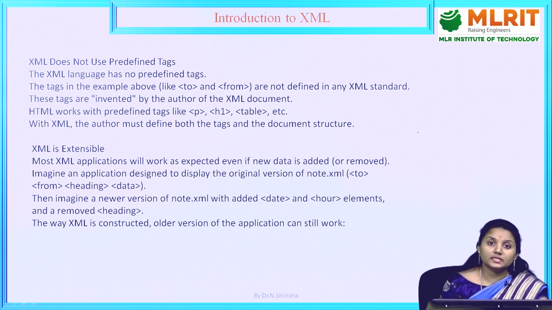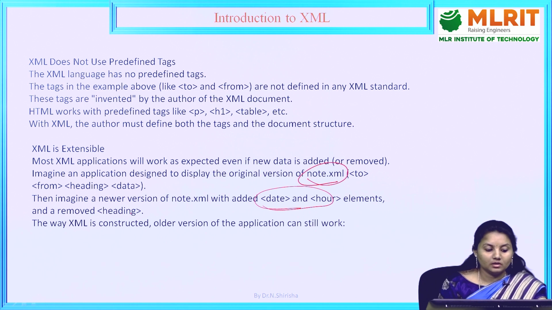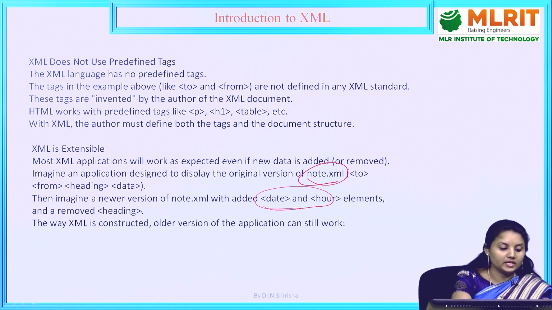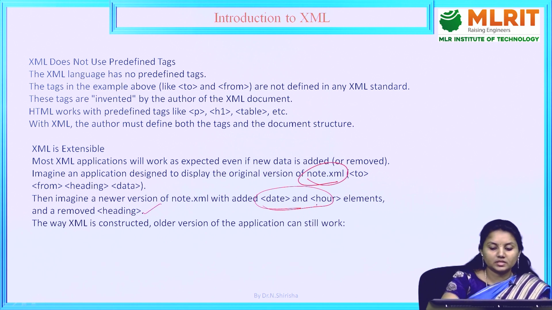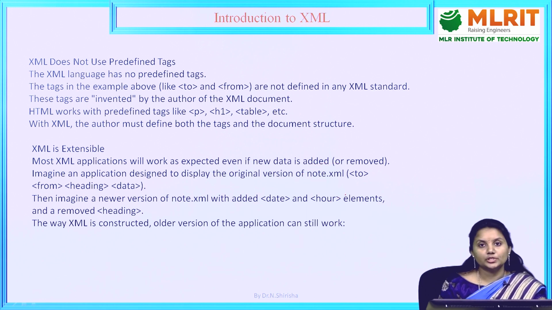So XML is extensible. Okay, that means what? Whatever data you want to add or remove, you can do it. If you have an application designed to display the original note.xml, then imagine a new version adds date and hour elements, you can just do it. By removing the heading tag also you can do, and these can be added. Okay, the way XML is constructed, whether it is an older version or a newer version, you can run your XML program.